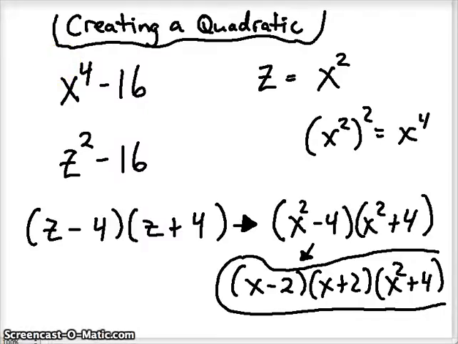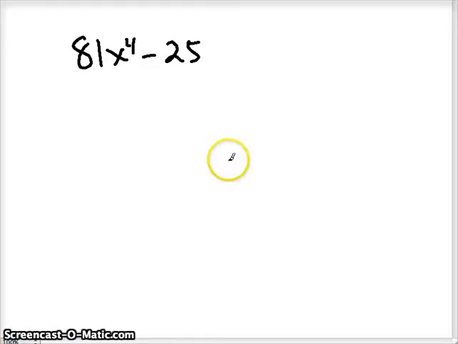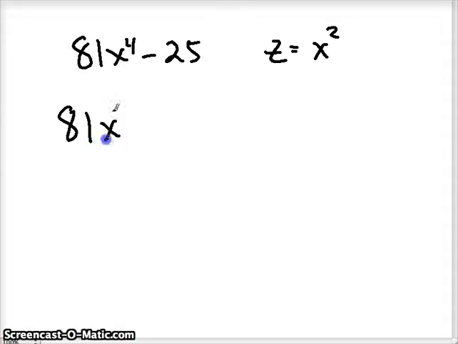We're almost ready to solve. It's our last factoring technique before we solve. So let's try another one. Let's do 81x to the 4th minus 25. Again, if we say z is x squared, we can rewrite this as a quadratic. So if I square z, I get x to the 4th, right?